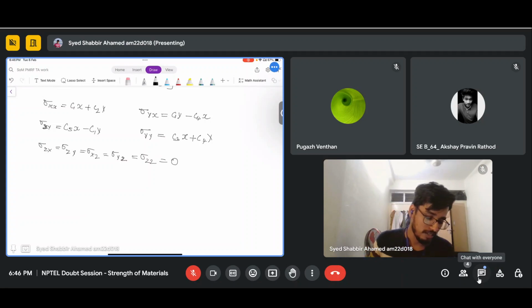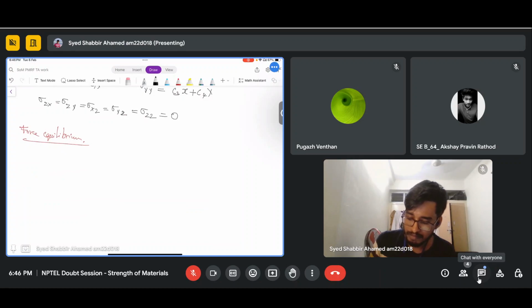It is a possible stress tensor. So we basically have two equilibrium conditions. First, we have the force equilibrium conditions. In force equilibrium, we have three equations because, again, we'll generally take a 3D case. So in the 3D case, we have three force equilibrium conditions.